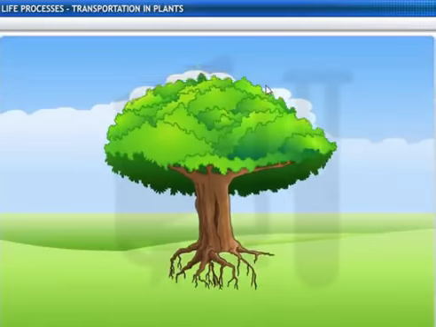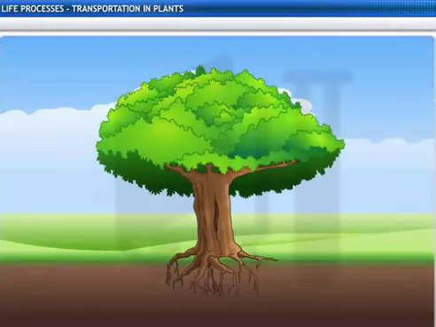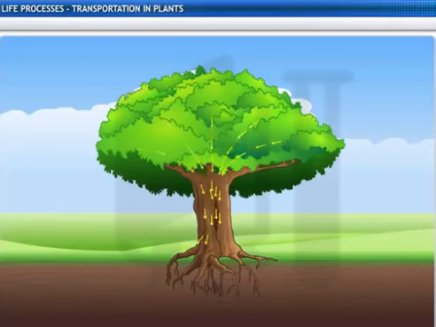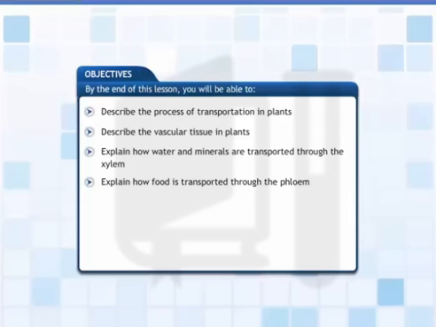In the same way, plants also have specific tissues which act as lifelines. These tissues transport nutrients to different parts of the plant. This lesson is about the transportation of water and nutrients to different parts of the plant body.